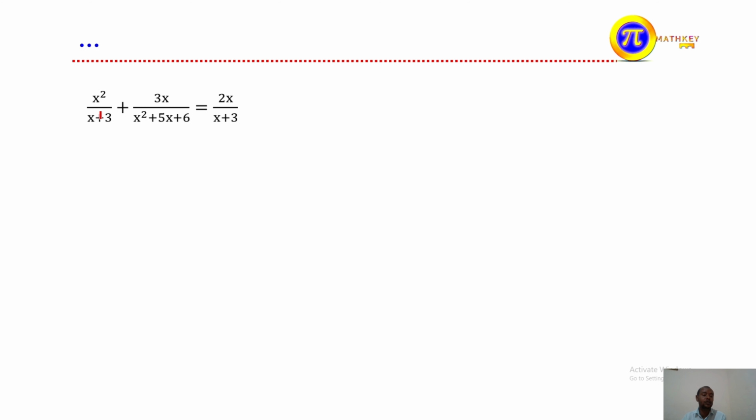It says that x squared over x plus 3, plus 3x over x squared plus 5x plus 6, is equal to 2x over x plus 3. As we did before, first we restrict what? The domain of this. What is the domain? The domain must be what? That means it is different from what? The zeros of the denominator.